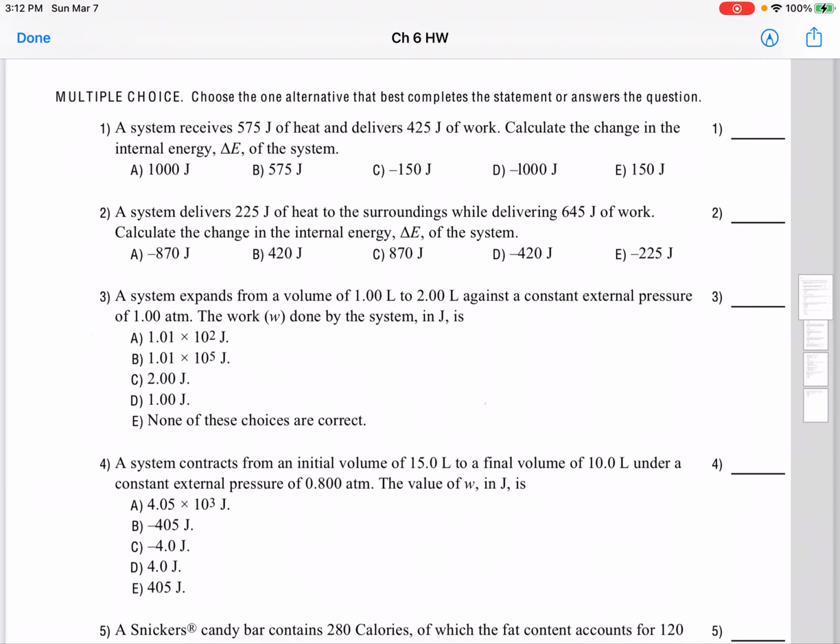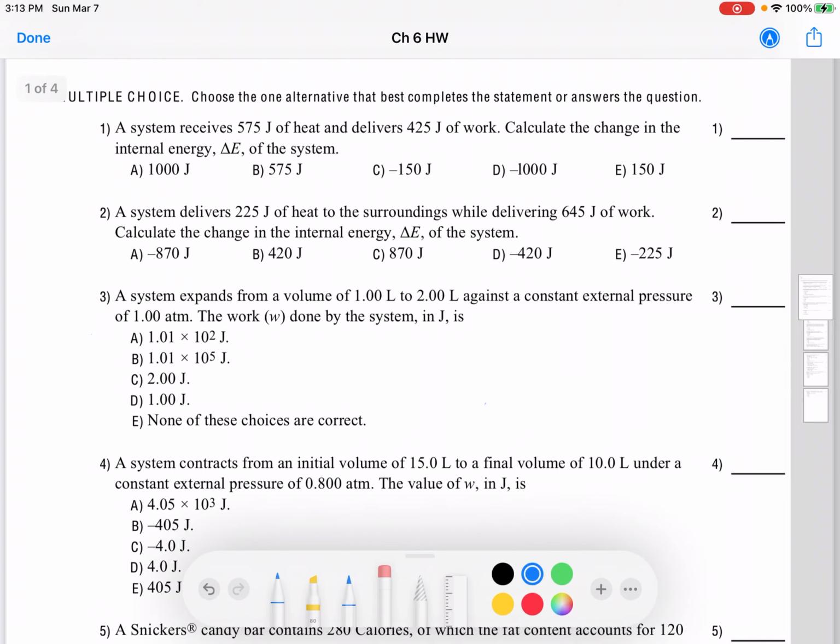First one, a system receives 575 joules of heat and delivers 425 joules of work. Calculate the change in the internal energy, delta E, of the system. For this problem, we're going to be using the equation delta E equals Q plus W. Q is the heat, W is the work. The heat is given here as 575 joules. It says a system receives. If the system is receiving, it is adding energy to the system, so that is going to be a positive value. So Q is positive, 575.